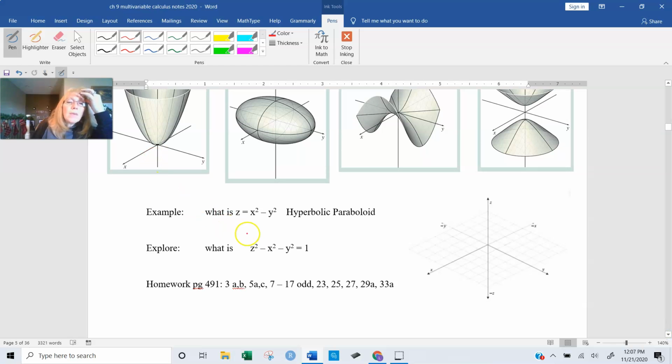So when I have x squared minus y squared, hyperbolic paraboloid. Okay, your turn. And I'm hoping you came up with hyperboloid in two sheets. Again, you do not have to graph.